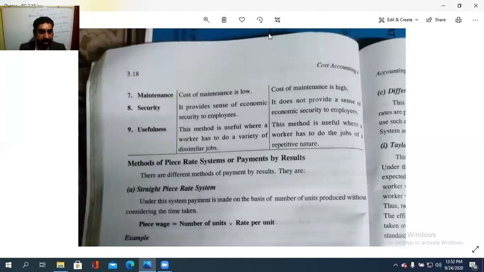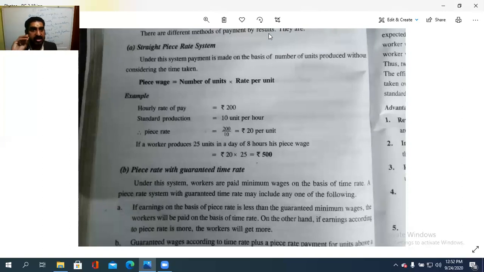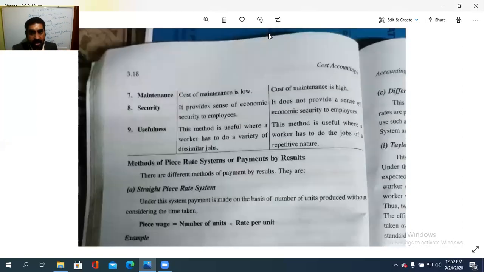Just as we saw in the time rate system, that is, the ordinary level or ordinary rate, then the rate at a level higher than the efficiency rate, and also the differential time rate system, those are the three types of time rate system. Like the same, in the piece rate system there is the straight piece rate system, that is, directly based on how much is produced. The second is the piece rate system with a guaranteed time rate, where a specific time limit is given. If produced within that time limit, one rate applies; if above that, another rate. And another one is the differential piece rate system. Within that there are three: Taylor's differential piece rate system, Merrick's multiple piece rate system, and the Gantt task and bonus plan.